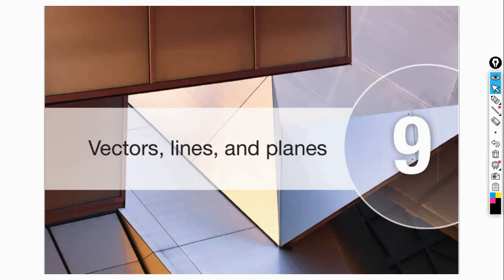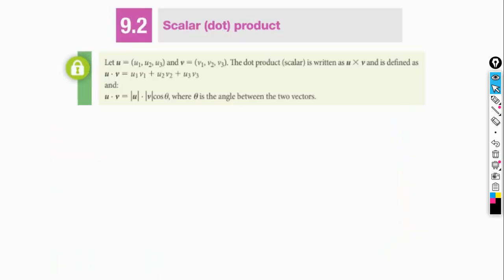Hello everybody. So in this video we continue with chapter 9, vectors, lines, and planes, specifically section 9.2, scalar or dot product. Let u be a vector with components u1, u2, and u3, and vector v with components v1, v2, and v3. The dot product or scalar product is written as u · v and is defined as u1 times v1 plus u2 times v2 plus u3 times v3.